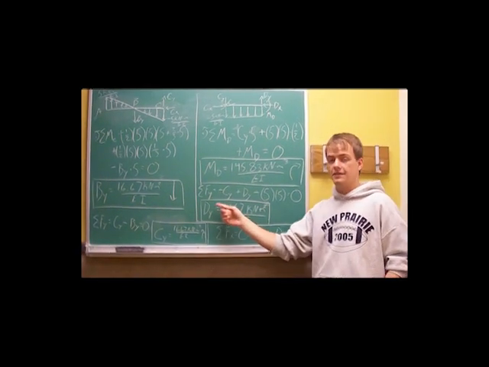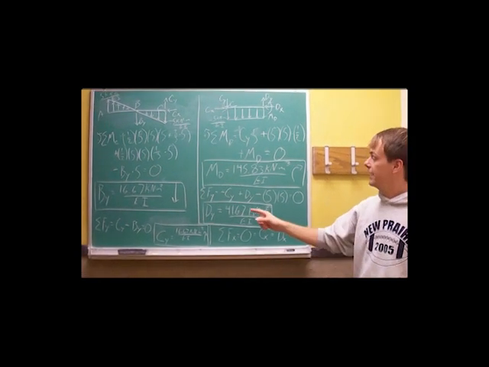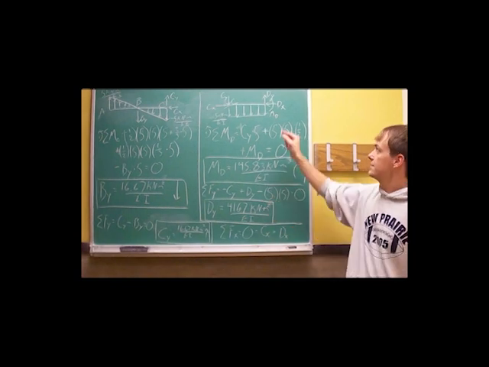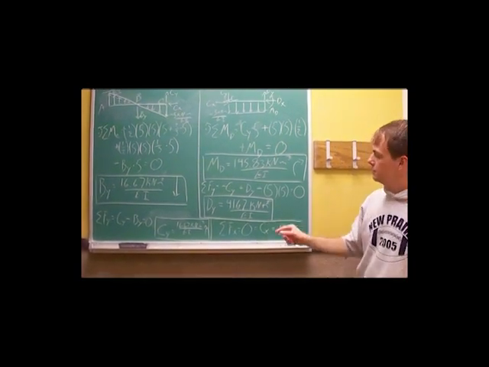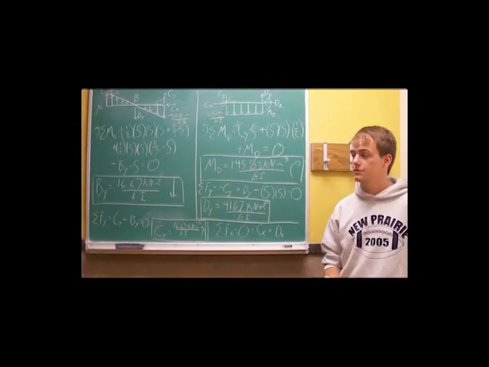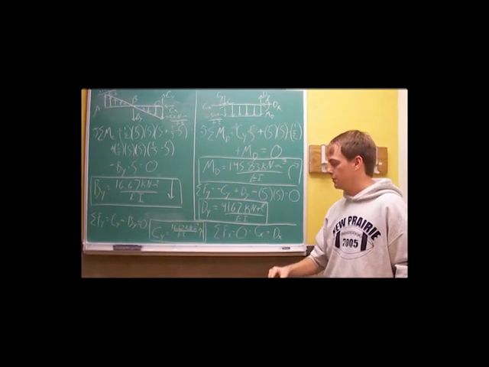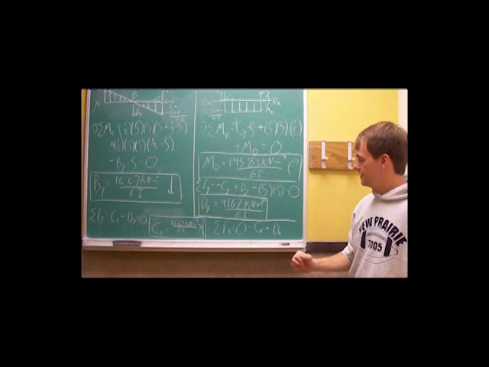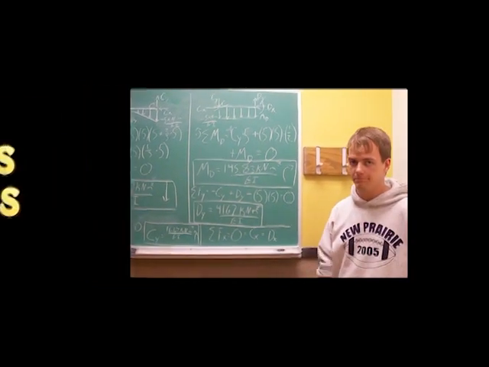Then we're going to take the sum of the forces in the y, and say that equals minus CY plus DY, and then minus the area, and that all equals 0. Therefore DY equals 41.67 kilonewton meters squared over EI. And just for thoroughness, the sum of the forces in x is equal to 0, and CX equals 0, and DX equals 0.